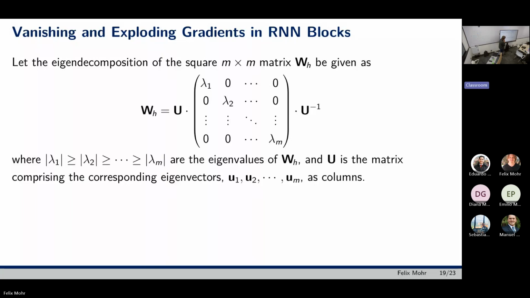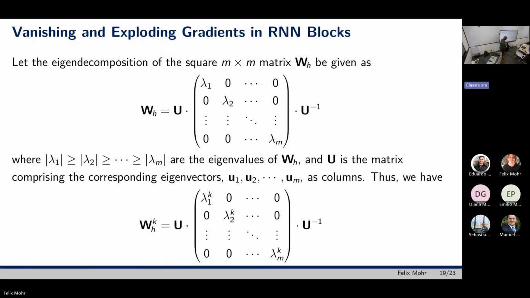Now we say we have this weight matrix. What happens if I multiply this weight matrix k times with itself? I can write this multiplication in this form, and it turns out that I don't need the k here or here, but the k will only appear on the diagonal. That means that if I multiply this matrix k times with itself, I get something like this.